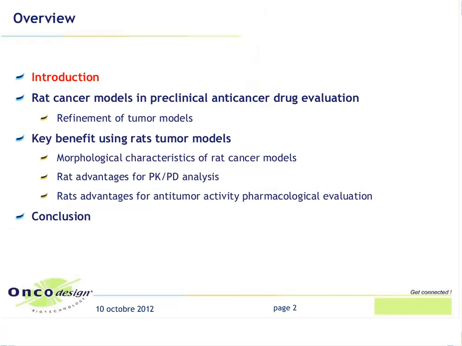Hello, everybody. In this presentation, I'm going to speak about rats in oncology. Rats and mice are both rodent species. However, despite the fact that these two species have a similar appearance, there are significant differences between rats and mice as disease models in oncology. In the first part of this presentation, I am going to describe available rat tumor models for anti-tumor activity. And in a second part, I'm going to describe the advantages of rats as a model for oncology.